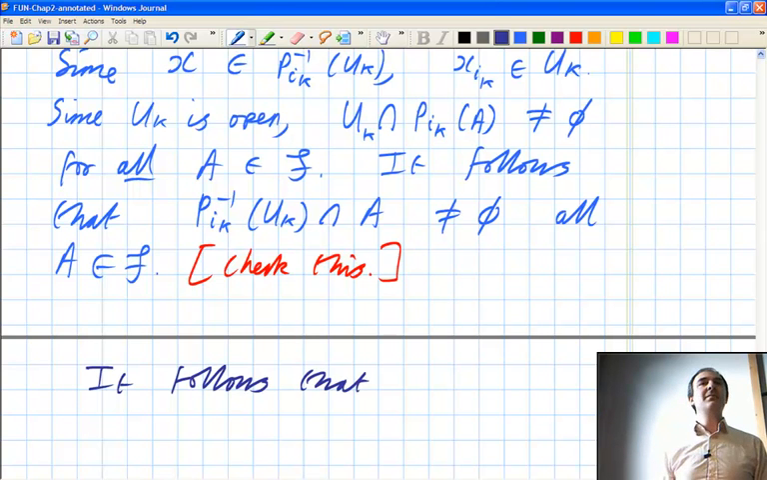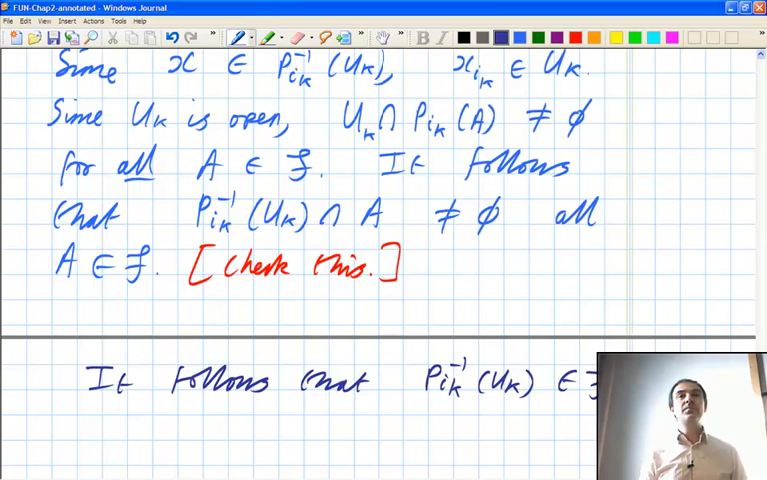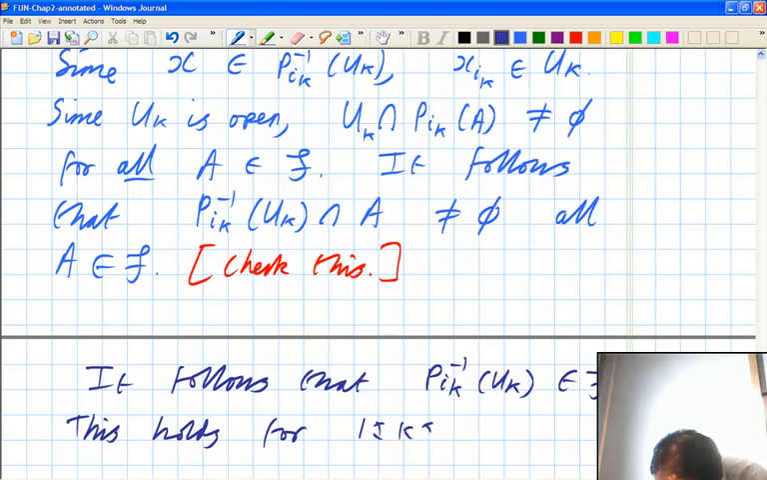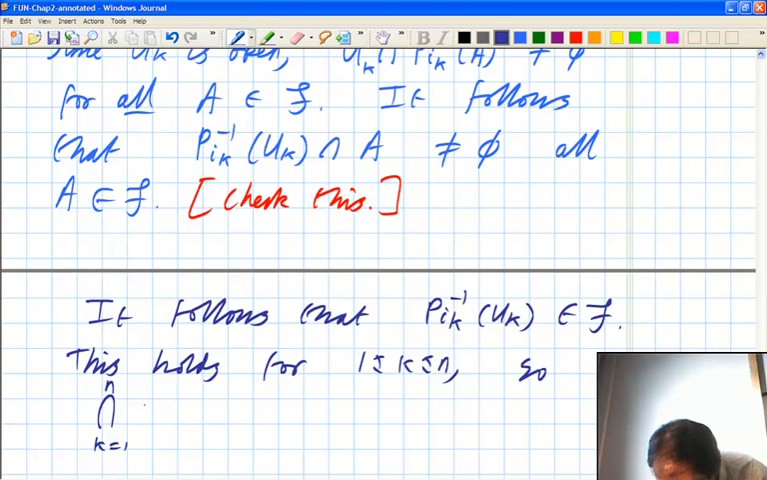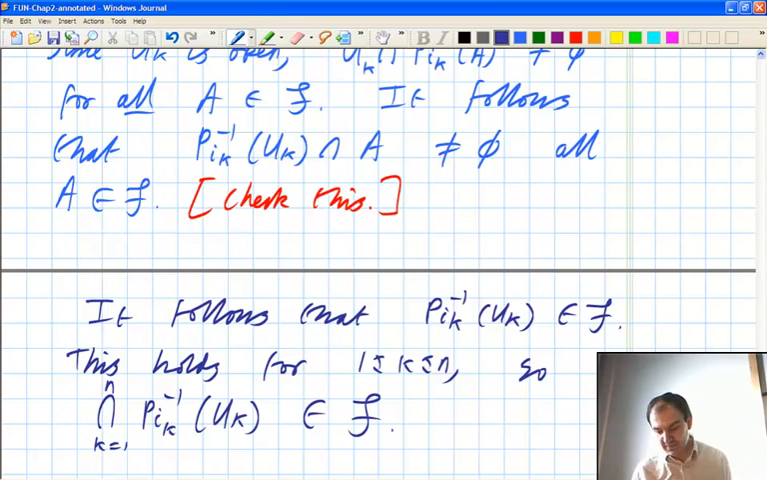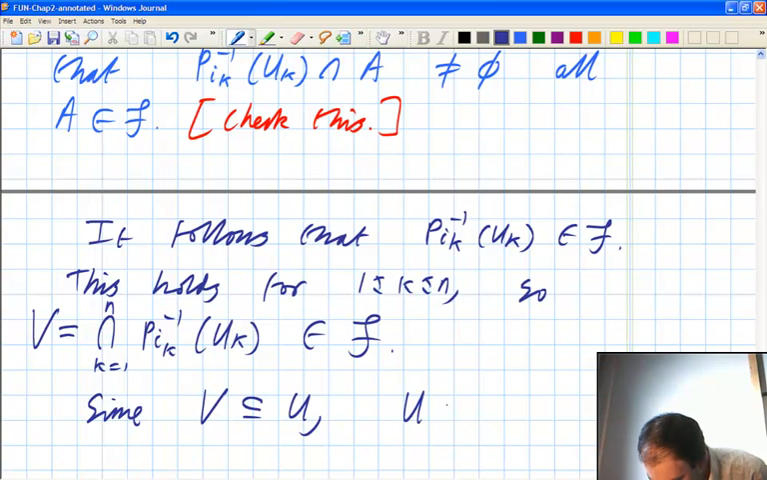So this is all by different bits of lemma 2.6. So PIK to minus 1 of UK is actually already in F. This is true for 1 less than or equal to k less than or equal to n. So, since ultrafilters are closed under finite intersection, the intersection of those pre-images will be in F as well. That's V. And since V is a subset of U, U is in F as well.